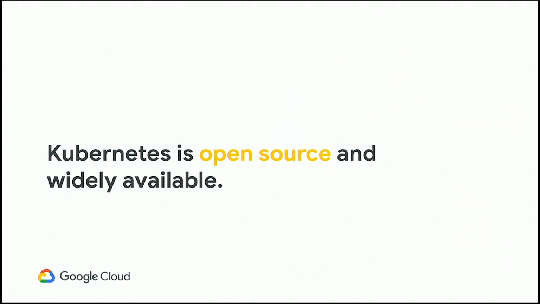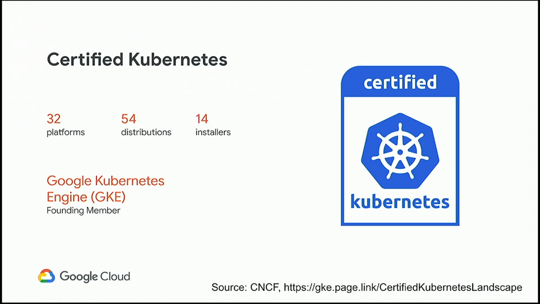And of course, Kubernetes itself is open source, and perhaps equally importantly, it's really widely available. How wide? Well, if you look at the Certified Kubernetes program run by the CNCF, the Cloud Native Compute Foundation, you'll see that there are currently 32 platforms that are certified, 54 distributions, and 14 installers. So you really have a wide range of choice of where you want to run that Kubernetes. And of course, Google Kubernetes Engine is a founding member of the Certified Kubernetes program.